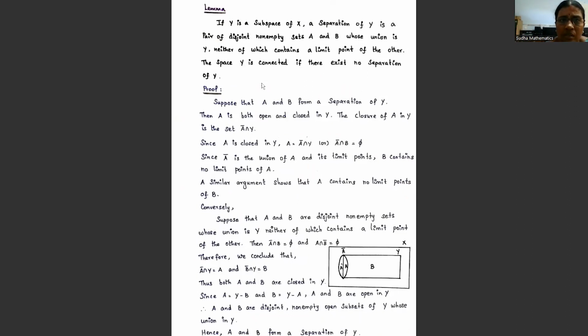Next concept is on connectedness of a subspace. If Y is a subspace of X, a separation of Y is a pair of disjoint non-empty sets A and B whose union is Y and neither of which contains a limit point of the other. And the space Y is connected if there exists no separation of Y. Coming to the proof, suppose that A and B form a separation of Y.